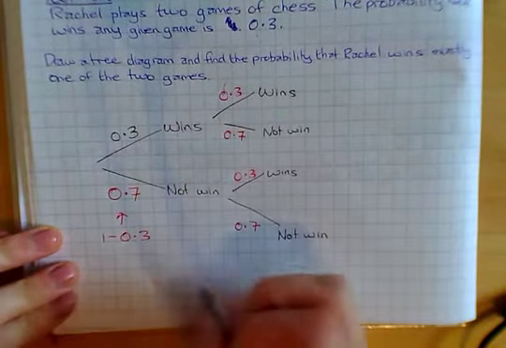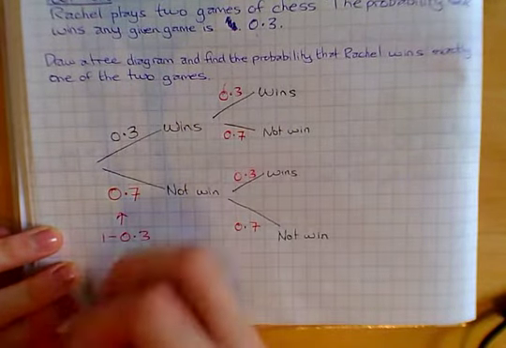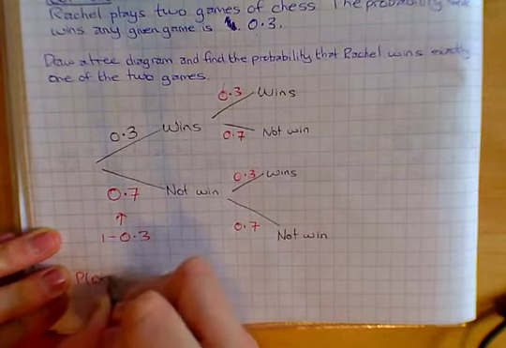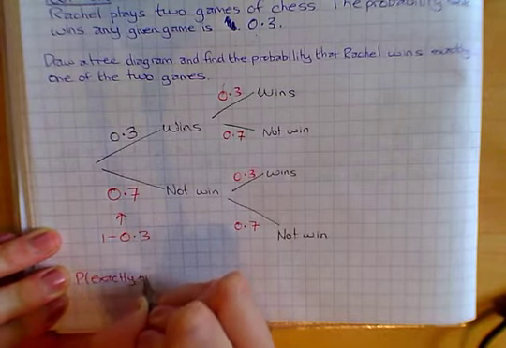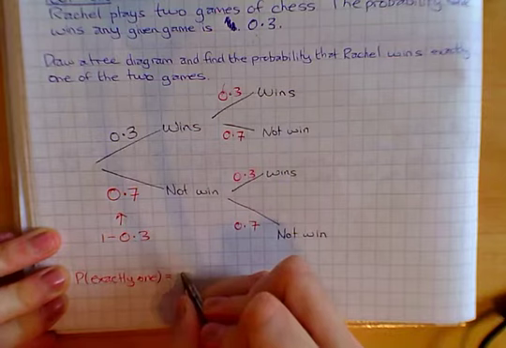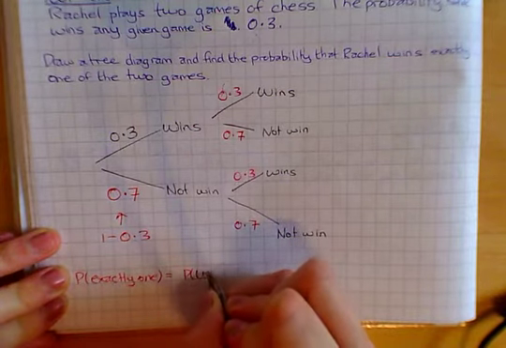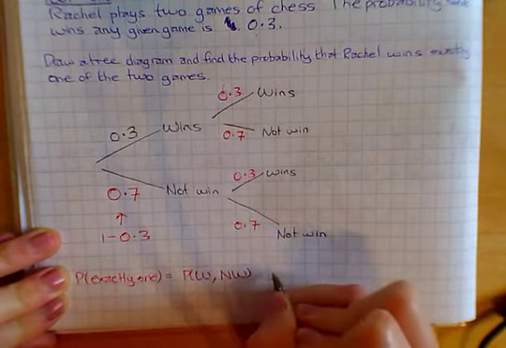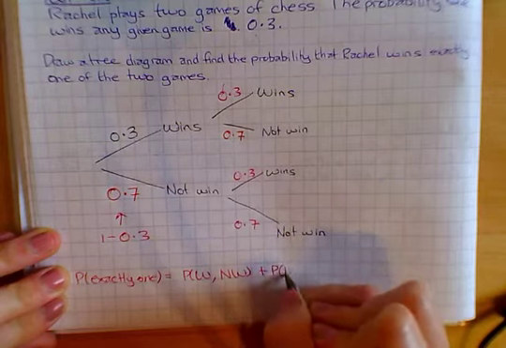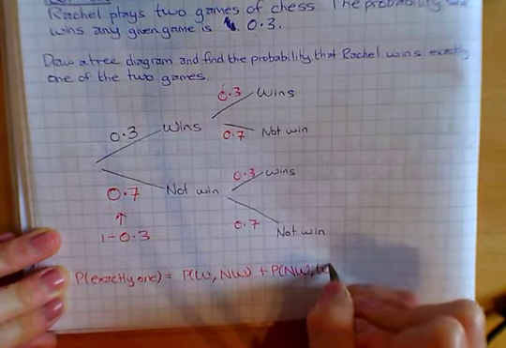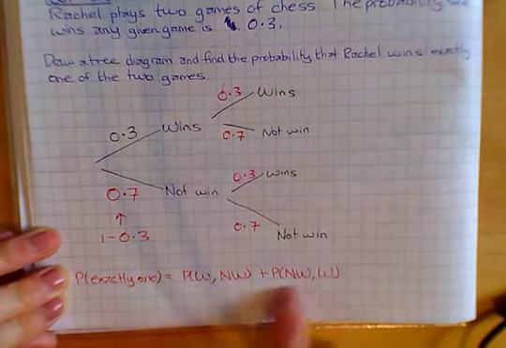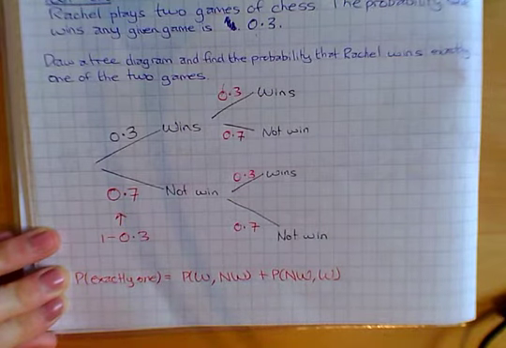So underneath I'm just going to say the probability she wins exactly one means that she either wins and then does not win, or she does not win the first game and then she wins the second game. So she wins once in both of these scenarios.